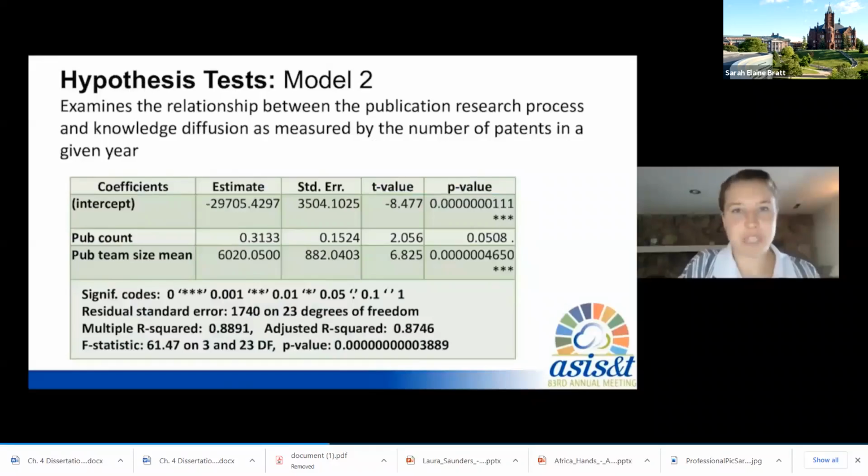Now, our second hypothesis test also had a fascinating outcome. We examined just the relationship between the publication research and the knowledge diffusion that is represented by the number of patents. What we found was that pub count, just if you have a lot of articles, right? If you're in the genetics community, you have a lot of articles, you're not likely, as much as team size might be, to contribute to the value of the output of those patents.